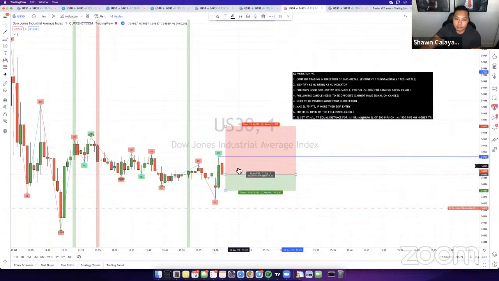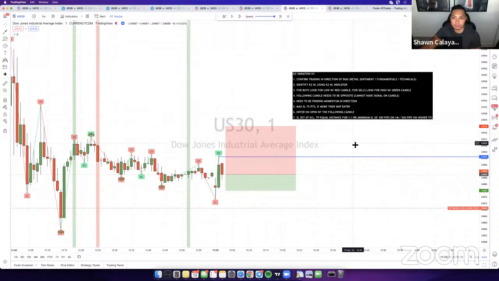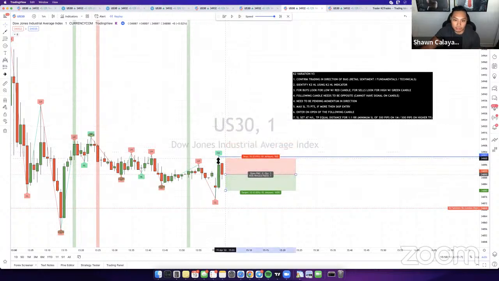So yeah, for right here, you want a minimum of 300 pips for the 1 minute, 500 pips on the higher time frames. For example, here, you don't have a 300 pip stop loss, so you wouldn't have taken this trade. This would have just been skipped. But if you wanted to take it, you would have taken the V2.